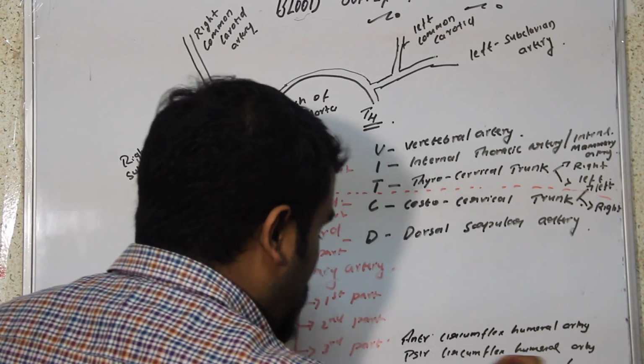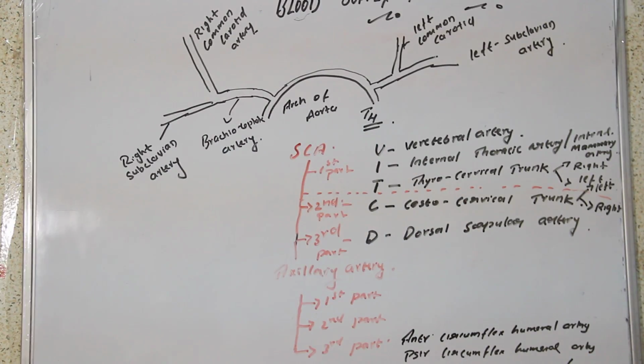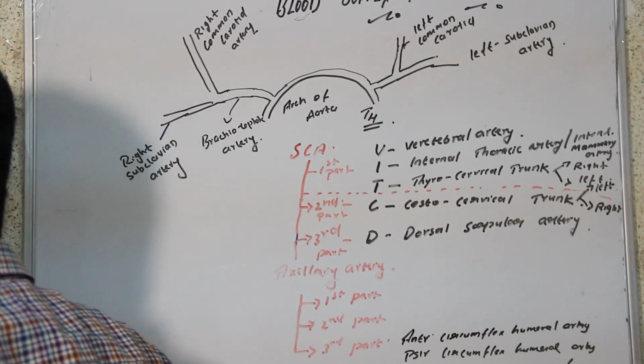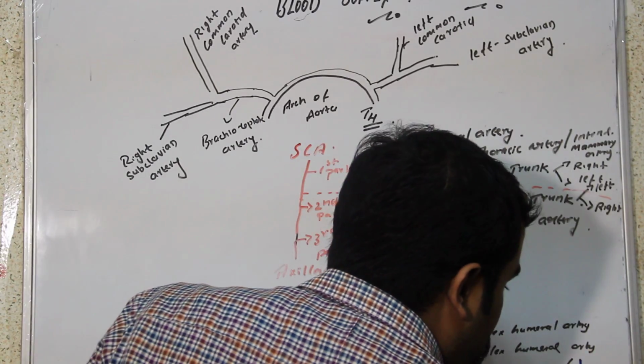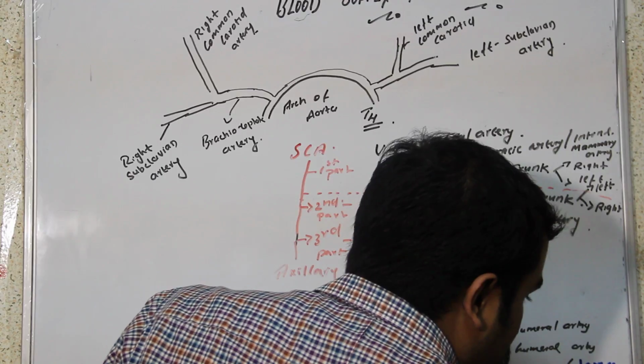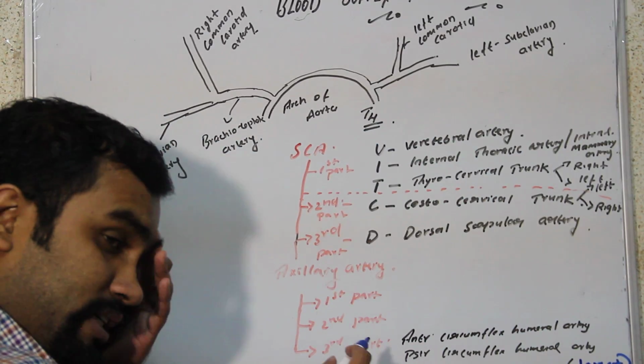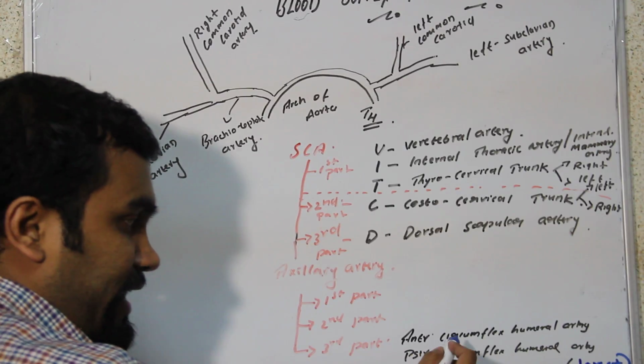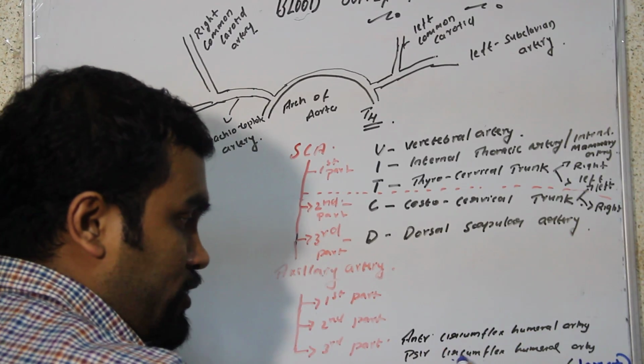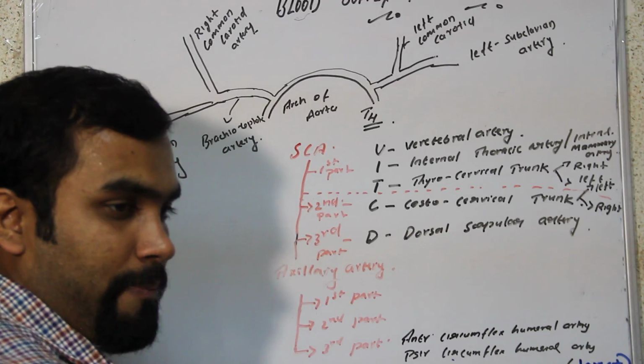See here, the important point is, the subscapular artery is the largest branch. First and second part is not that important. So the third part contains anterior circumflex humeral artery, posterior circumflex humeral artery, and subscapular artery.